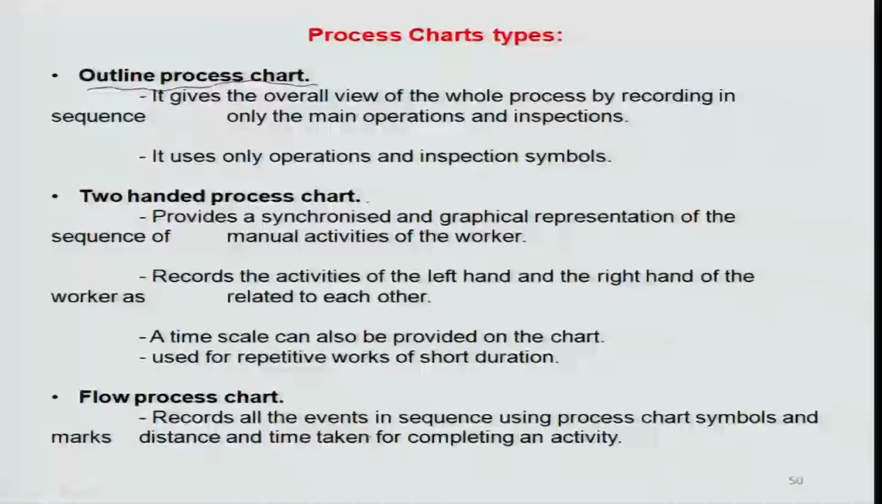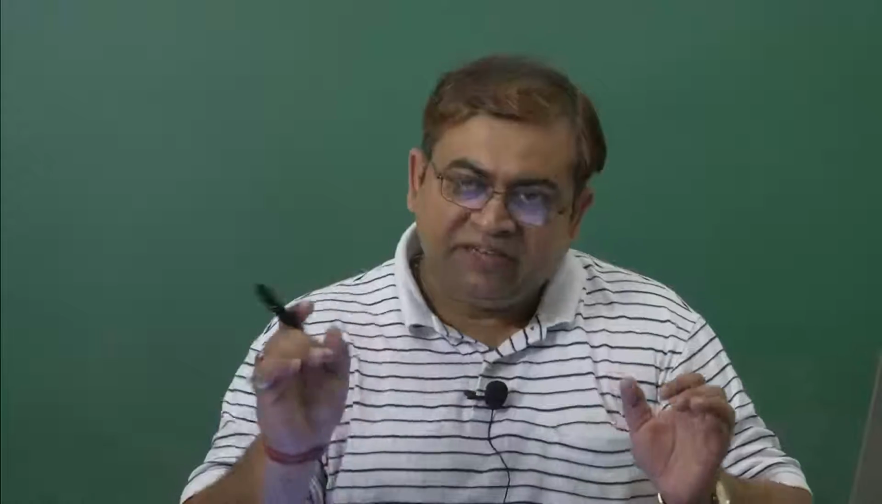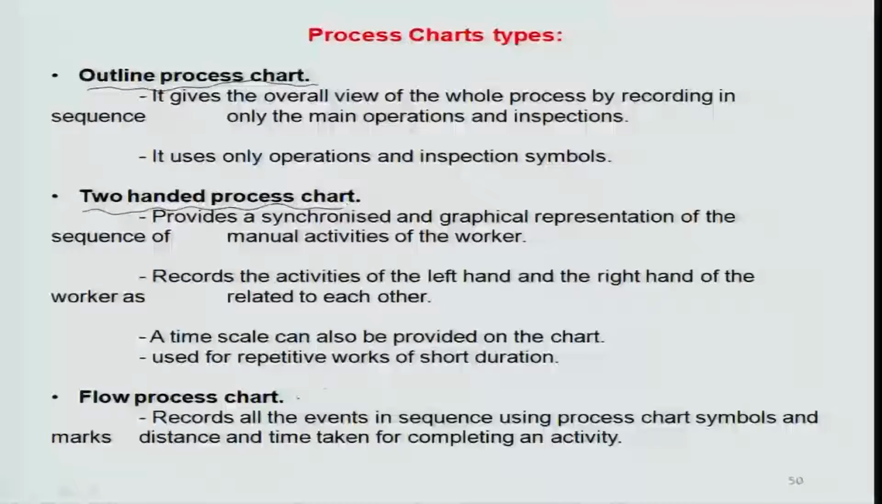Then there is a two-handed process chart, which provides a synchronized and graphical representation of the sequence of manual activities of a worker. How each hand, the left side or the right side, is behaving is recorded in terms of different activity sequences, and time scales are assigned to the same. Then you have a flow process chart, which talks about recording of all events and sequences using process chart symbols, and marks the distance and time taken for completing an activity.